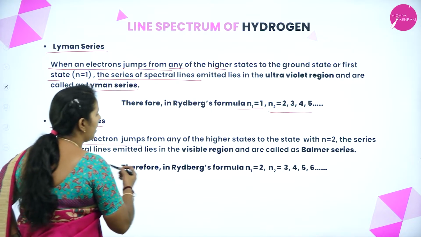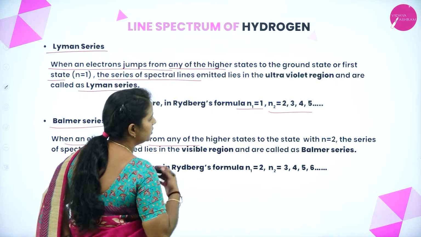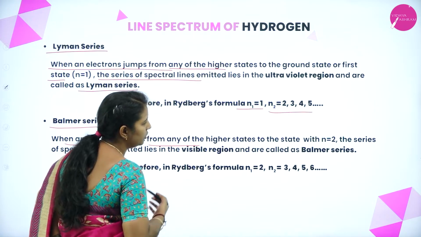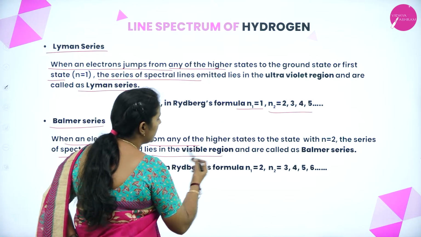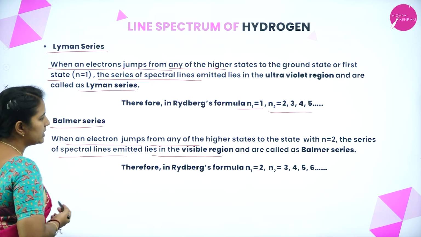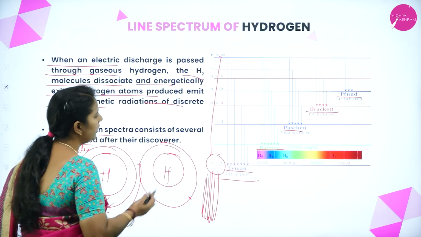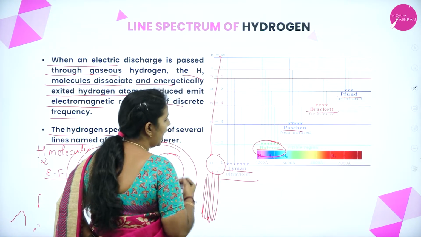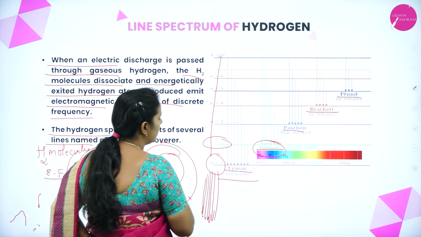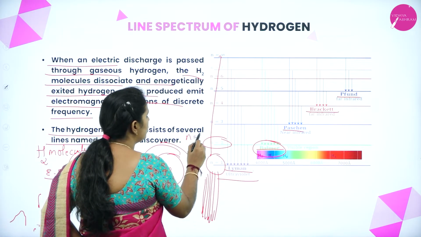When the electron jumps from any of the higher states to the state with n equal to 2, a series of spectral lines gets emitted and lies in the visible region, and it is known as the Balmer series. Here you can see that this is the Balmer series, where the hydrogen atom is in the state where n is equal to 2.